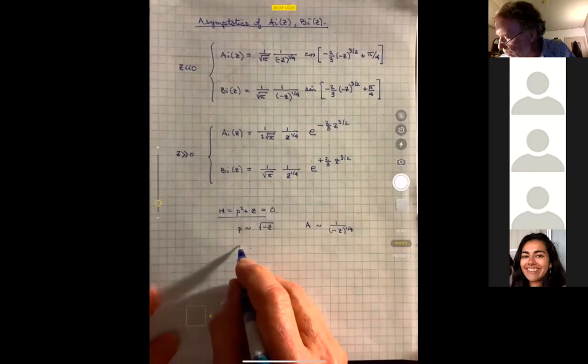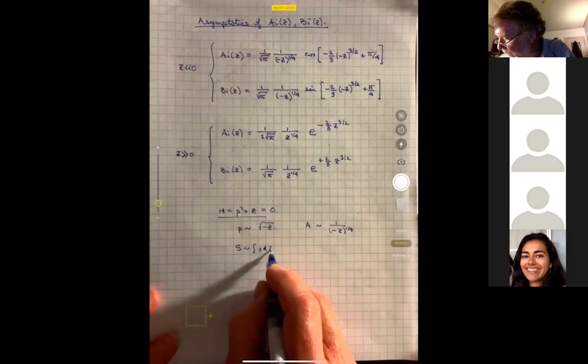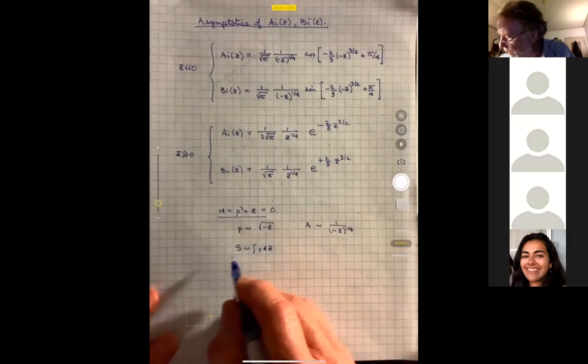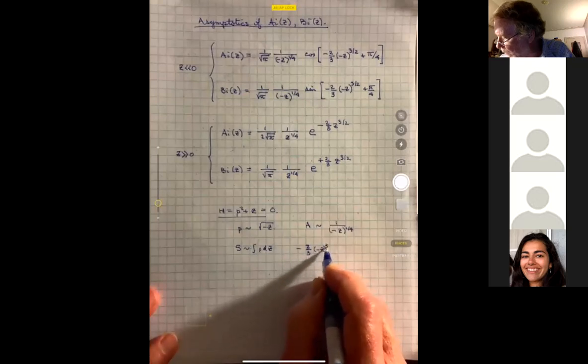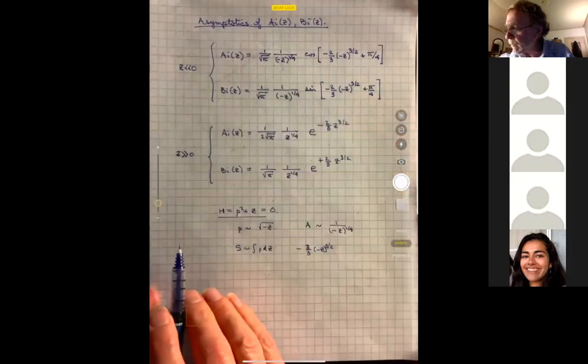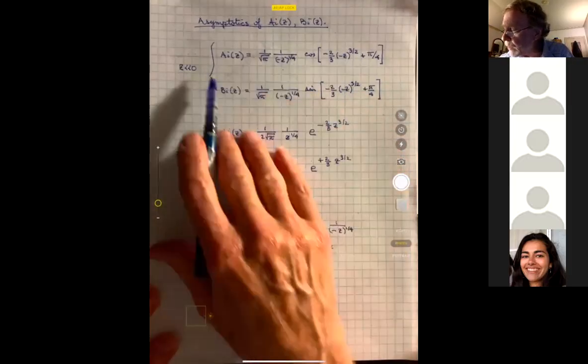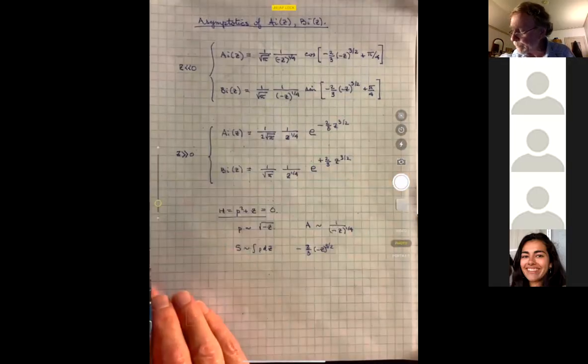Also, the phase S ought to go like the integral of p dz. Well, the integral of the square root of minus z is going to be minus 2/3 of quantity minus z to the 3/2 power. That's this funny looking expression here. That's where that came from. All right, so you can understand all the features of these complicated formulas. Basically, these are WKB formulas.